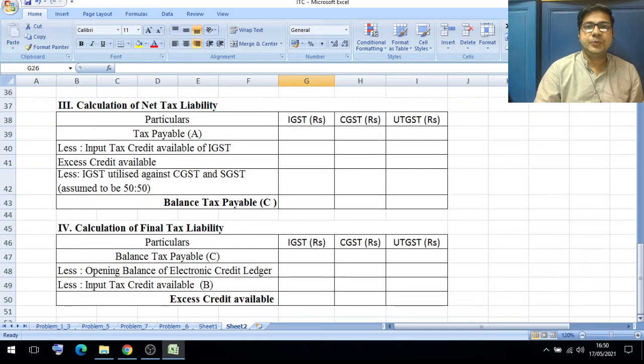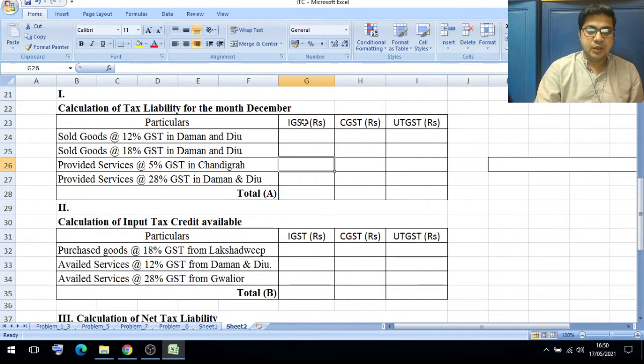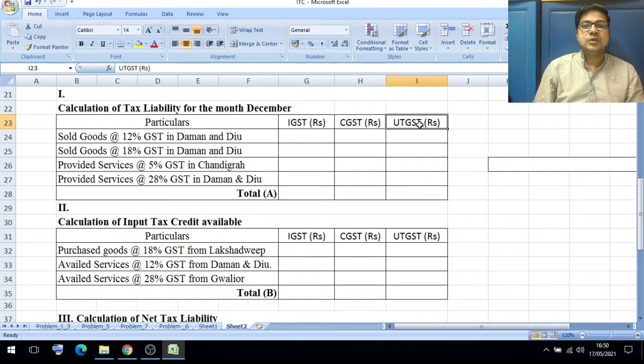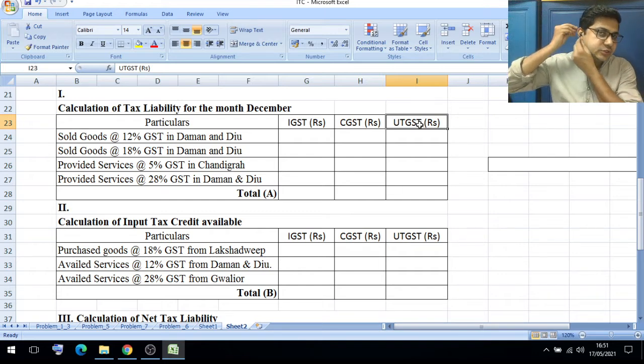We will draw 3 rupee columns under each statement. We will find out IGST in rupees, CGST in rupees and UTGST in rupees. So such things you should keep in mind. We will find out UTGST because Mr. Prashant is a registered person under Daman and Diu, and Daman and Diu is a union territory. Therefore, UTGST is applicable, not SGST. Now, let us discuss how we will solve this particular sum, how we will calculate and how we will find out his tax liability, that we are going to learn.